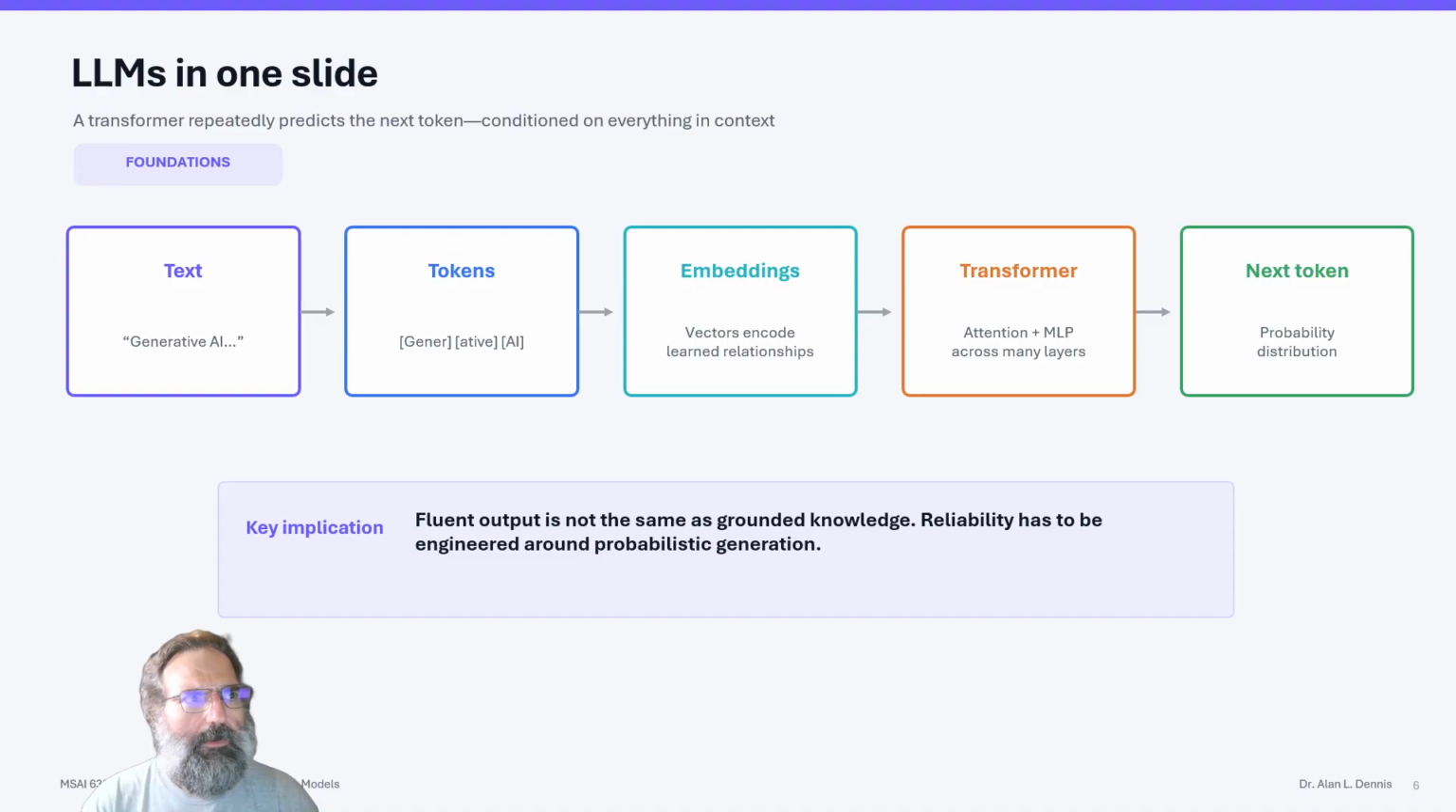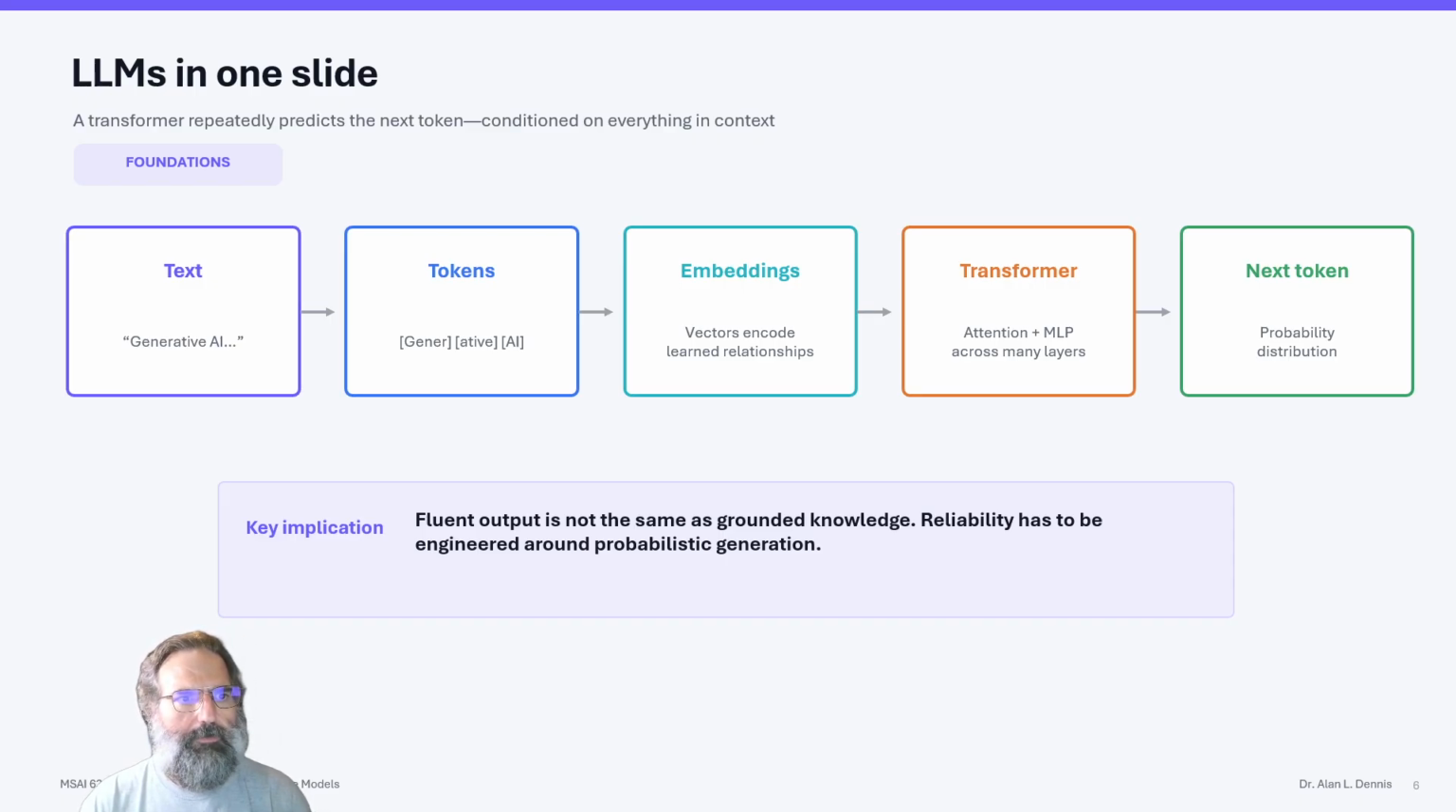We'll go through what an LLM is in one slide, and that's taking text, turning it into tokens, turning tokens into embeddings, running those embeddings through transformers, and then using that concept to predict the next token to generate.